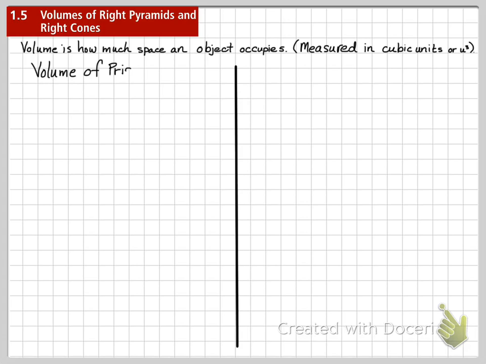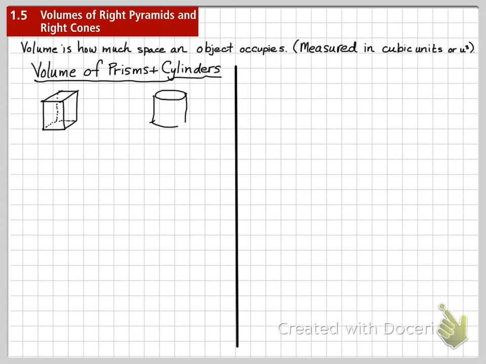If we first of all look at the volume of prisms and the volume of cylinders, they're going to be the same size all the way from the bottom to the top. In the first picture we have a rectangular prism. In the second one we have a cylinder. That means that we can find the volume, how much it'll hold, by taking the area of its base and multiplying that by the height of the prism.